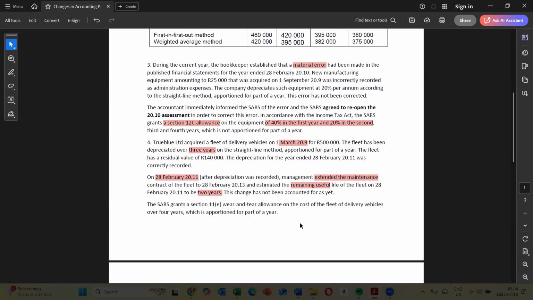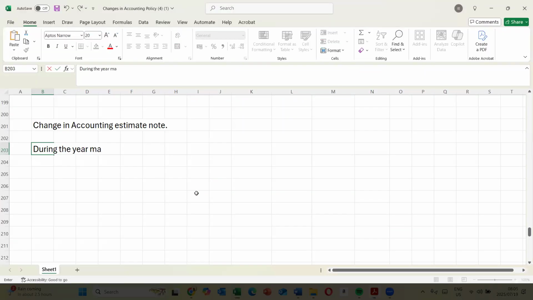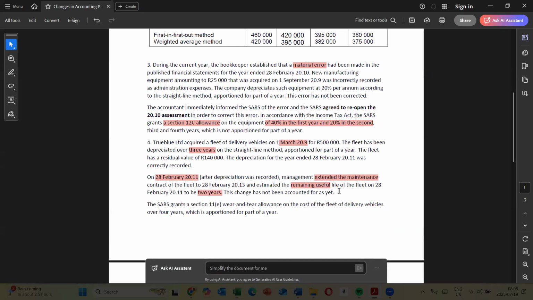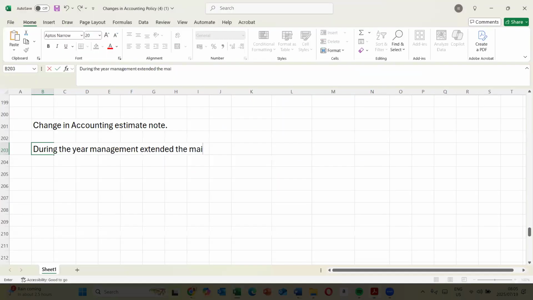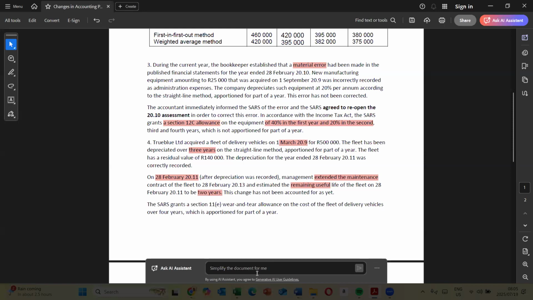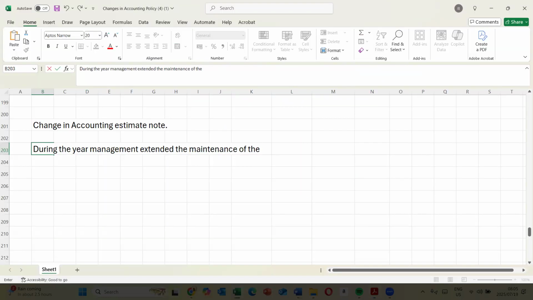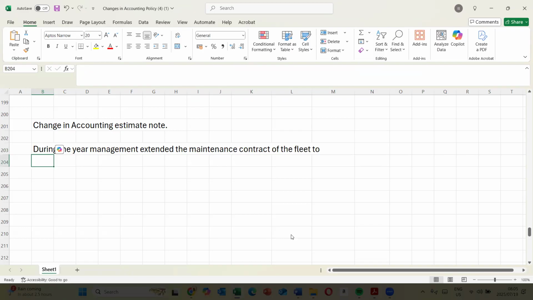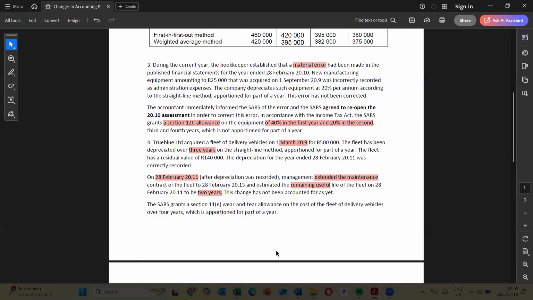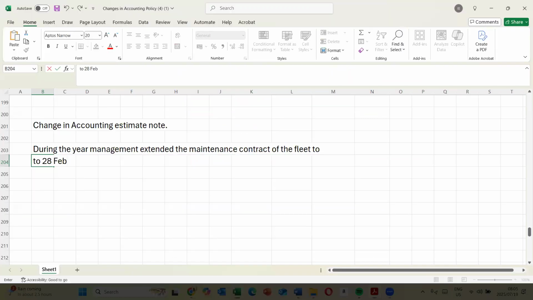Management extended the maintenance contract. So you write down during the year, management extended. Remember we said with regards to the note, you're supposed to state the nature. So management extended, what did management extend? They extended the maintenance contract of the fleet to 20th February 2013. So you are stating the nature.